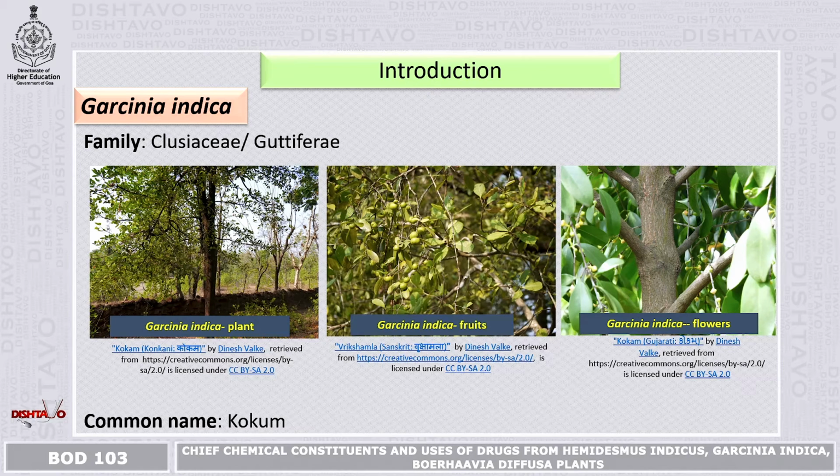The next plant is Garcinia indica, belonging to the family Guttiferae. In this picture, you can see the habit of the Garcinia indica plant, and in the second picture, the fruits which are unripe are shown. In the third picture, you can see the flowers and the bark of the Garcinia indica plant. The plant is commonly known as kokum in Goa.